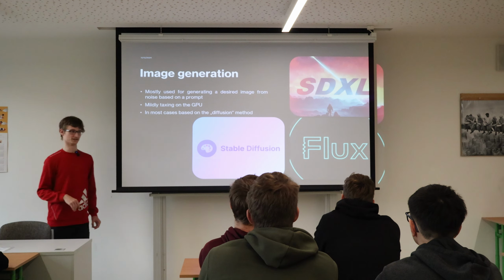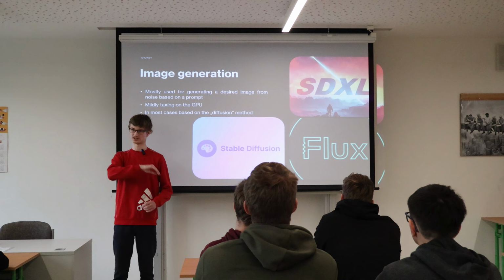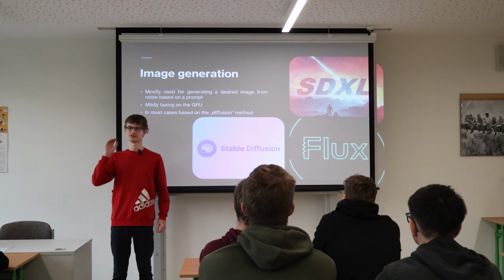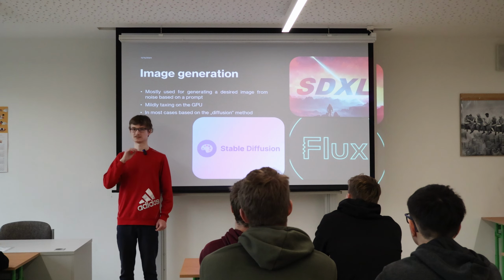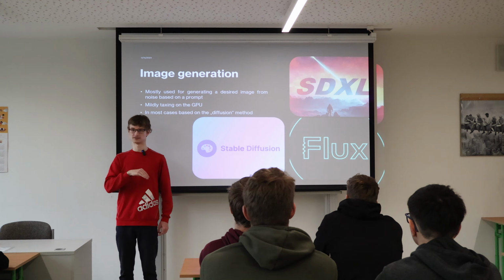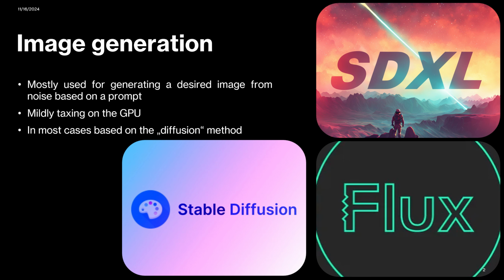The most basic generation model is an image generation model. These models are specifically made to turn noise, which is visual noise, not audio noise or anything like that. It's just pixels of different colors, and it denoises them into a cohesive picture according to a prompt.